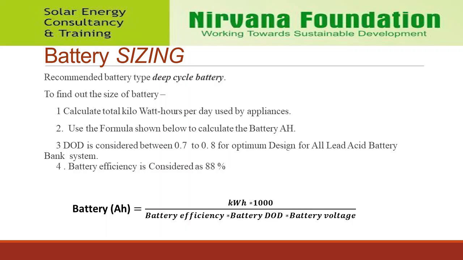Battery sizing. Recommended battery type: deep cycle battery. To find out the size of the battery, calculate the total kilowatt-hours per day used by appliances. Use the formula shown to calculate the battery Ah. DOD is considered between 0.7 to 0.8 for optimum design for all lead-acid battery bank systems. Battery efficiency is considered as 88%.